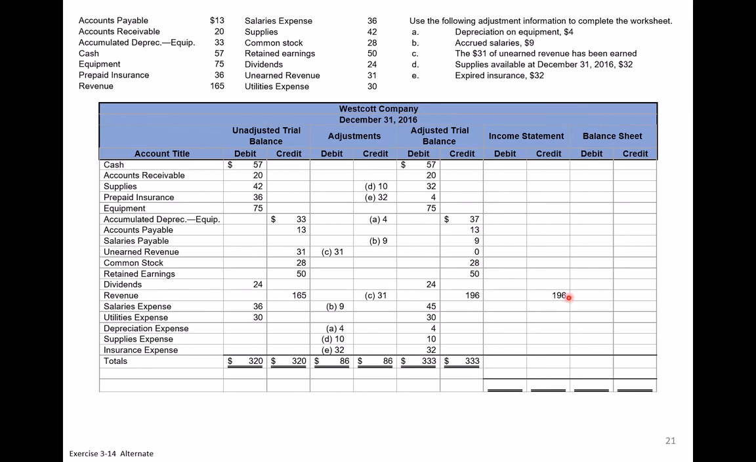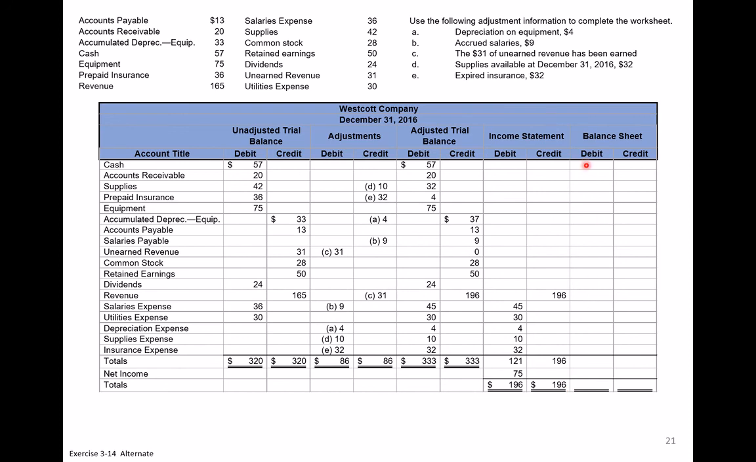First with the income statement: revenue, then salaries expense, utilities expense, depreciation expense, supplies expense, and insurance expense are all carried over. Expenses total 121. Revenues total a credit of 196. And that leaves us net income of $75. Our totals then will be 196 and 196.